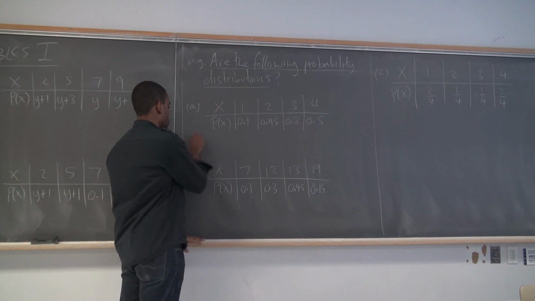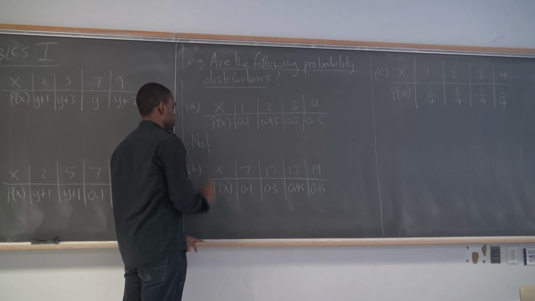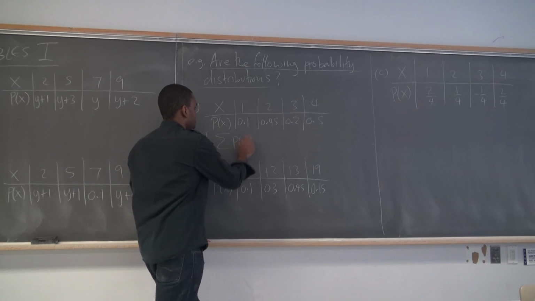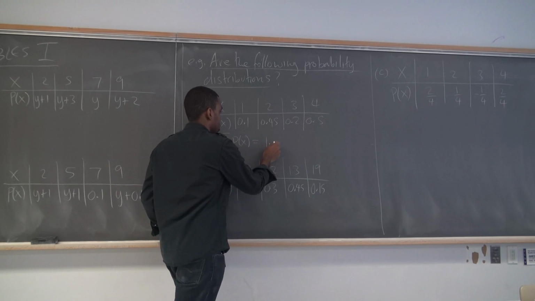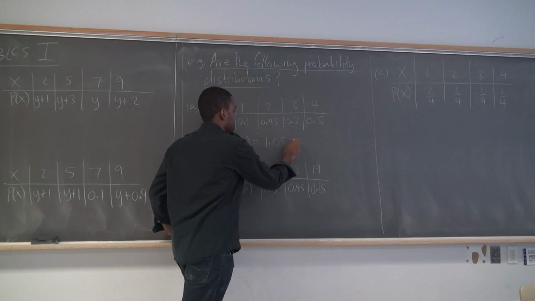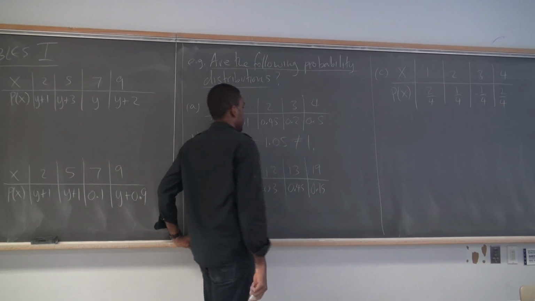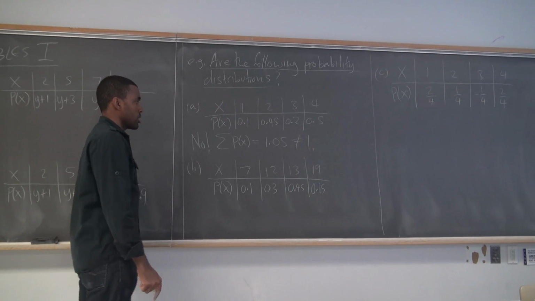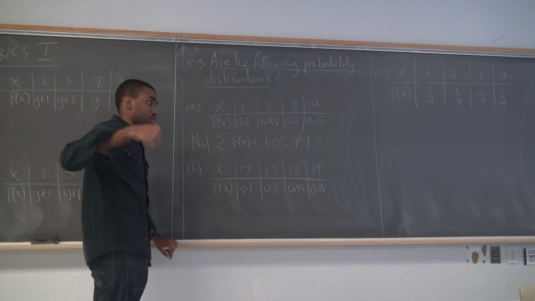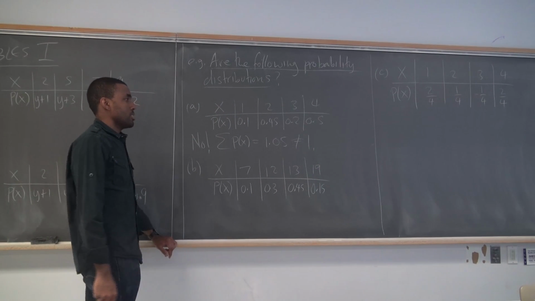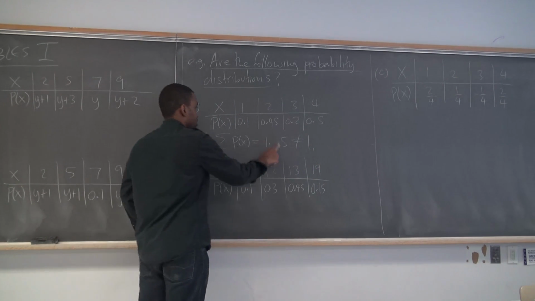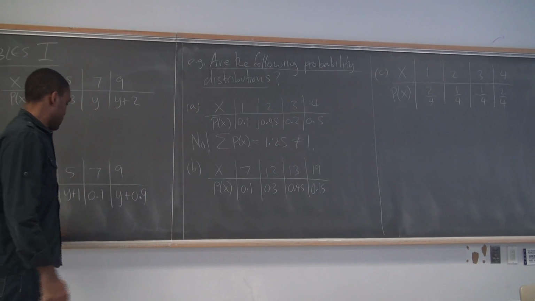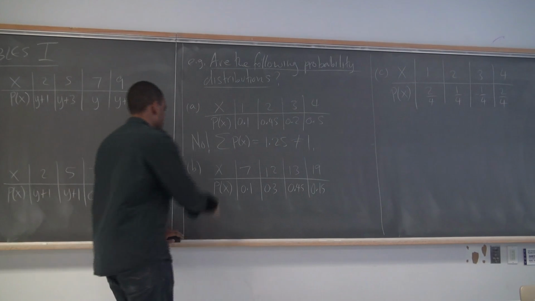No. Why is it no? The total is 1.05. If you sum the probabilities of x, you get 1.05, which is not 1. You cannot have a total of more than 1. There's a 105% chance this will happen. Being 110% sure is fine in everyday language, not in math.